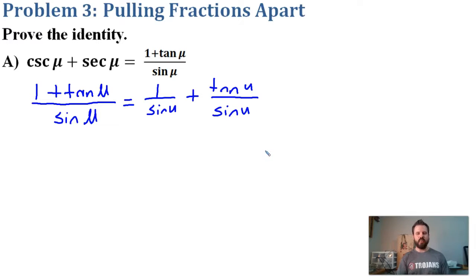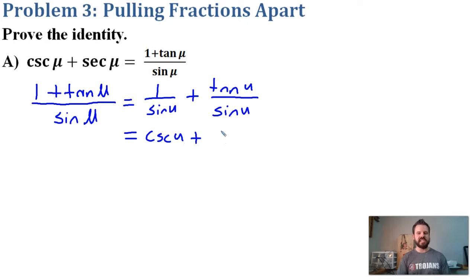Okay, and why does that work? Well, if we think about going backwards, if I want to add these 2 fractions together, I'd take my common denominator, I'd add the numerators over the common denominator. Okay, here I'm just doing the opposite. I'm splitting the numerators apart over that common denominator. Okay, working towards the other side then. 1 over sine, I can just rewrite that as cosecant, which is what I'm shooting for.